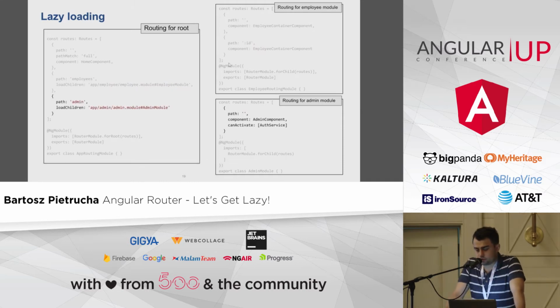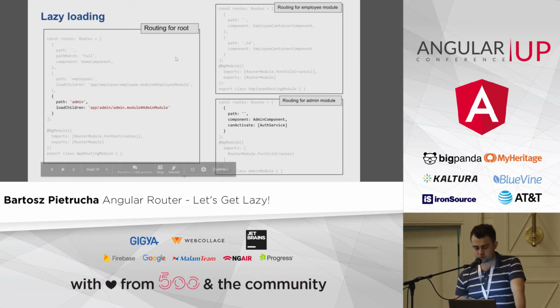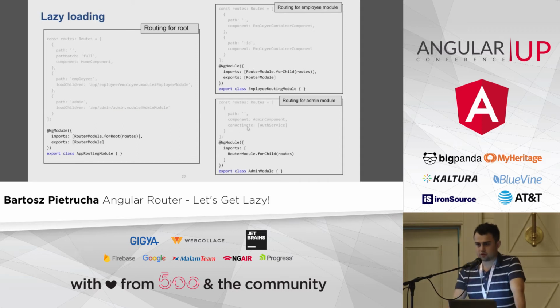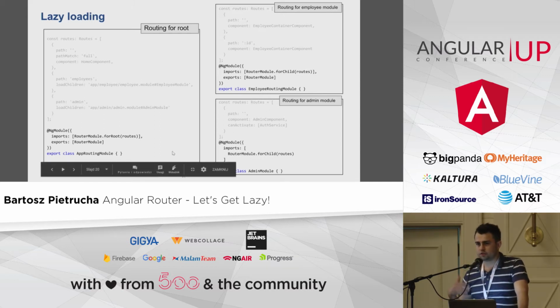The same happens to the admin module. We say in the main routing for root that under the admin path and then under the loadChildren, this should be loaded once the user first time enters this path, and the name of the module is admin module. Routing for the admin module is also updated to have the empty path and the component. CanActivate would be discussed in the further slides. And the last thing that we need to do is to update the moment we tell Angular where the configurations for our routing are.